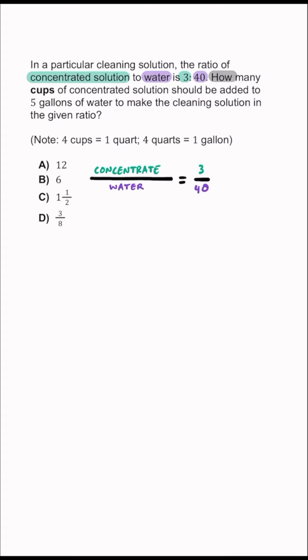Now the question that they're asking us is how many cups of concentrate solution are being added to 5 gallons of water. This is where things get a little bit more interesting because they're telling us about the water in gallons, but they're asking us about the concentrate in cups. Off on the side, let's take a look at the water, which we know is going to be 5 gallons. Let's write that over 1, and let's convert this into cups.